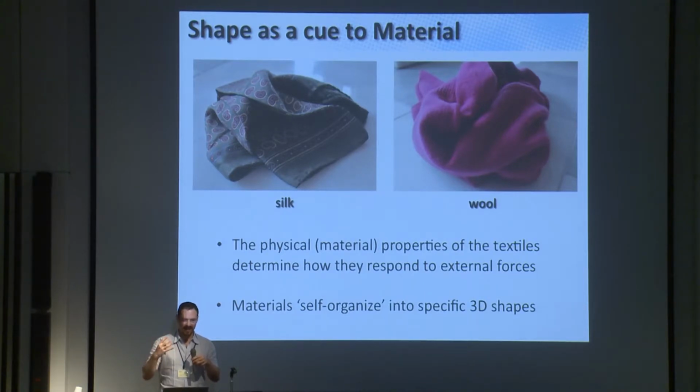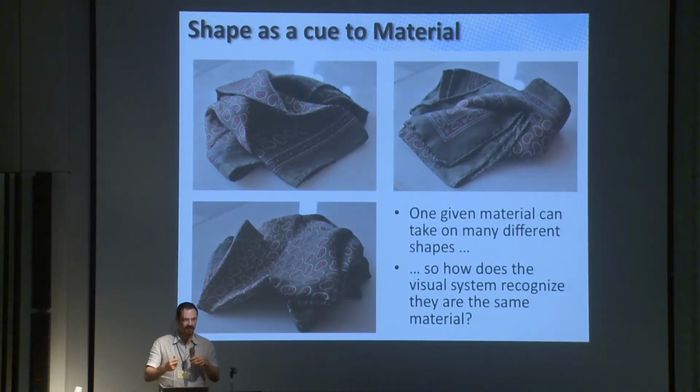This has a similar kind of ambiguity or logic to it as we had earlier on with reflectance and illumination. The physical material properties of the textile determine how they respond to external forces, causing them to self-organize into characteristic shapes. But, of course, a given material can take on many different shapes depending on the specific set of forces or processes to which it is subjected. So how does the visual system learn to recognize that they're the same material? How does it summarize the characteristics that are in common between these different samples of silk?